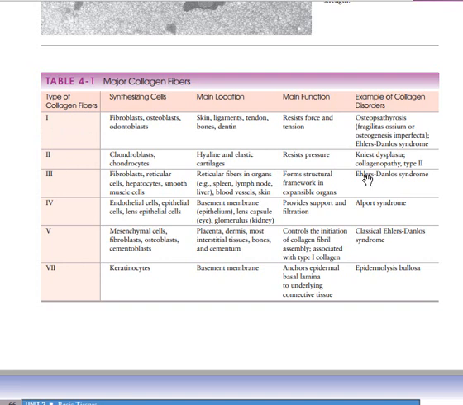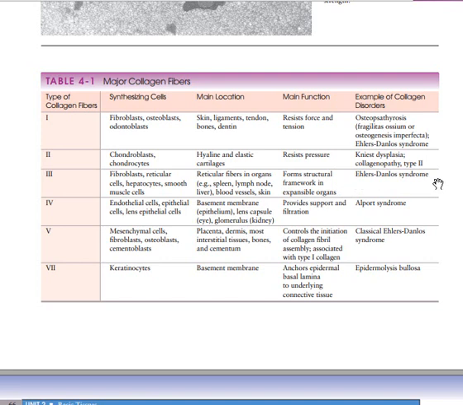The next thing, type 2, is Niels-Distel dysplasia, and we have collagenopathy type 2. We have type 3, which is involved with Ehlers-Danlos syndrome.